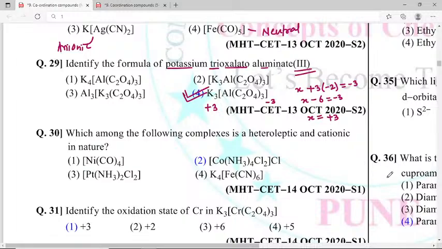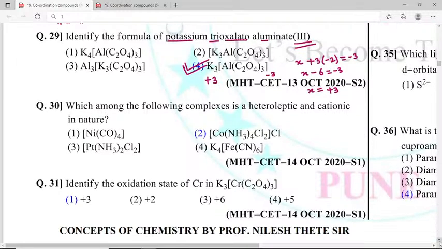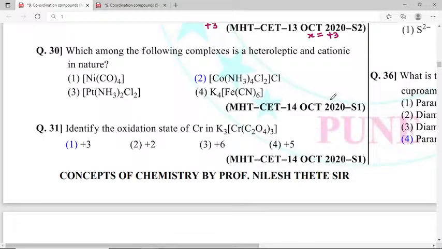Which among the following complexes is heteroleptic and cationic in nature? Cationic means having the positive charge. So heteroleptic and cationic. So this is homoleptic but neutral. Homoleptic but neutral. This is again heteroleptic but neutral.